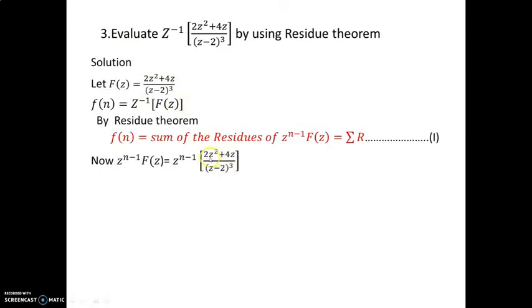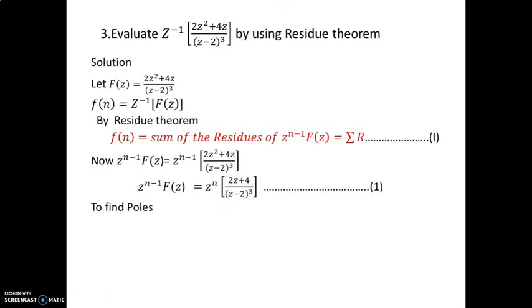So in the numerator z is common. Taking out the common element z, we get z^(n-1) into z(2z+4). Combining z^(n-1) and z, we get z^n. Simplifying this term, we get z^n into (2z+4) divided by (z-2) the whole cube.